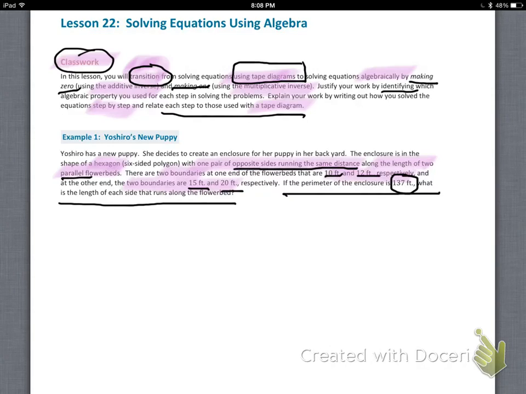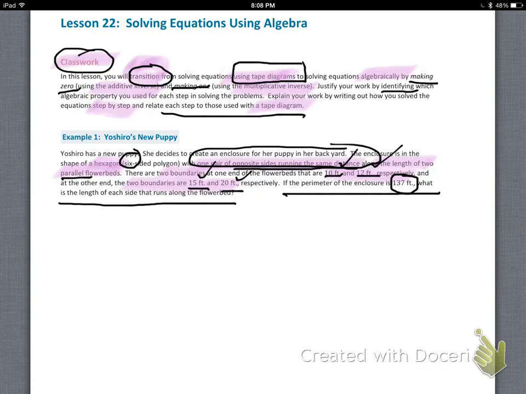So if you've noticed here, we're talking about a hexagon, a shape that has 6 sides, and if you are counting here, you notice they have given us the length of 1, 2, 3, 4 of those sides. So 2 sides are our unknown. What is nice about those 2 sides, as you can see, is that they are one pair of opposite sides running the same distance. They are the same length.